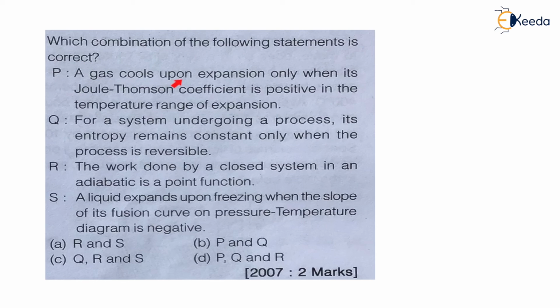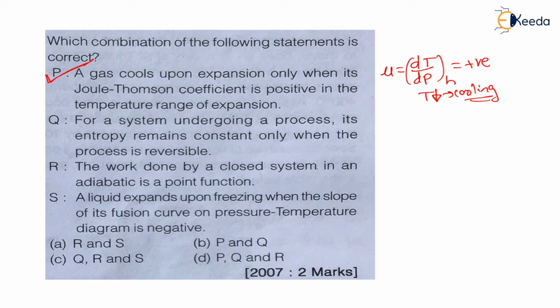Number one, a gas cools upon expansion only when its Joule Thomson coefficient is positive in the temperature range of expansion. Now, just now we have seen, when your Joule Thomson coefficient, that is change in temperature with respect to change in pressure at constant enthalpy, is positive, then temperature always decreases, means cooling effect. Therefore, they are saying a gas cools upon expansion only when its Joule Thomson coefficient is positive. Therefore this statement is 100% correct. Therefore we can say P is correct, right?